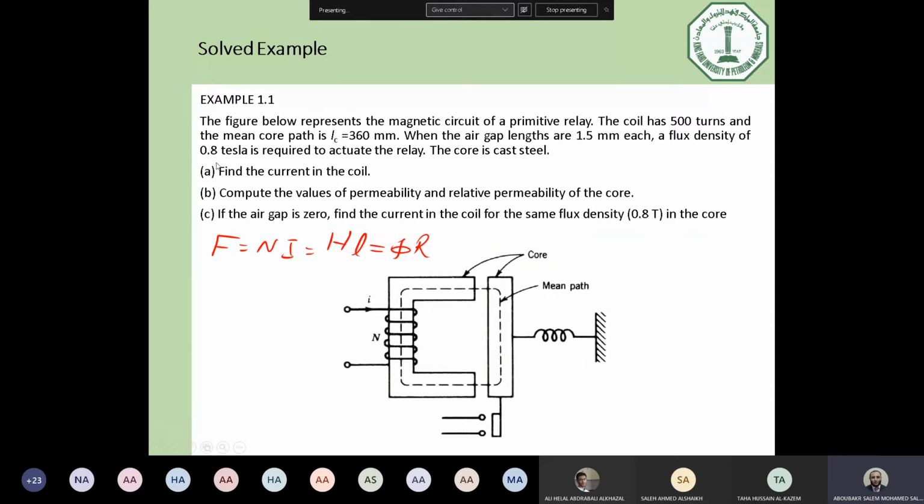Now this is for the core. What about the air gap? Because now we have two different H and L, since we have the air gap and the core. So we can write the relation now: MMF, or NI, equals H gap L gap plus H core L core. We can obtain H core from the cast steel BH curve according to the 0.8 Tesla. However, what about H gap? How can we calculate it?